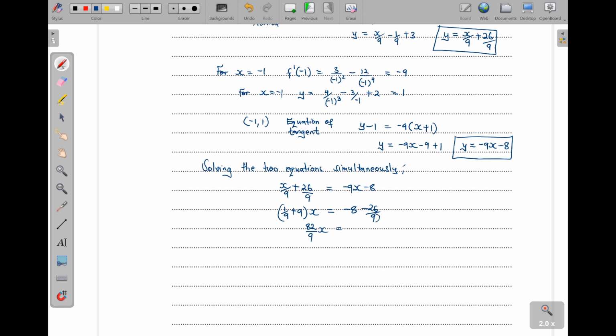And then what will this one give us? -8 minus 26/9 gives -72 minus 26, that will be minus 98. So minus 98 over 9. Of course, the 9 will go, and then x will be -98 out of 82. When I divide all through by 2, it will be -49 out of 41.